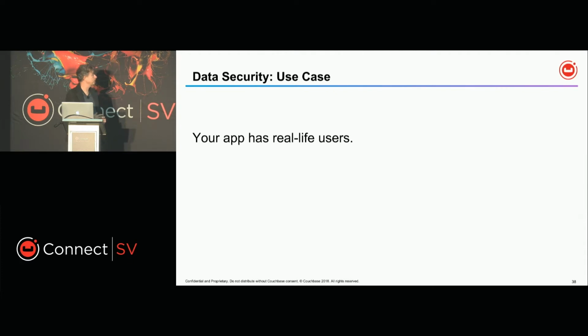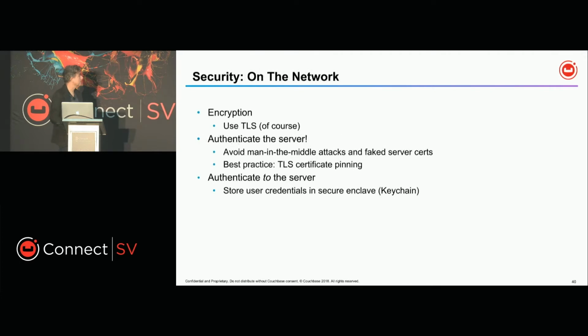Data security, last but certainly not least. So the use case for data security is that your app has users. I mean, everyone needs to build security into their apps. So for network security, you obviously need to use TLS, also known as SSL, and some platforms like iOS are pretty much requiring you to. It's very, very difficult nowadays to ship an iOS app that doesn't use TLS.